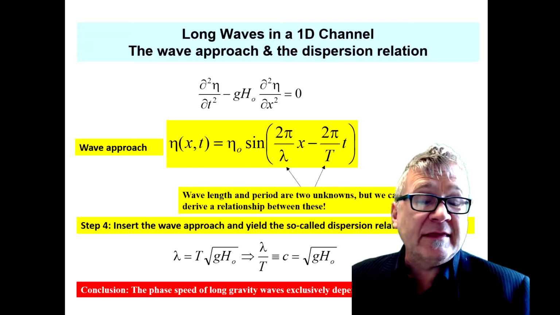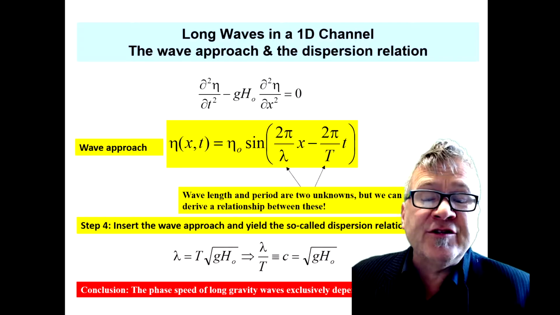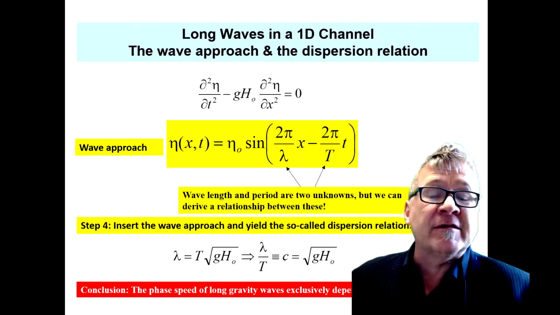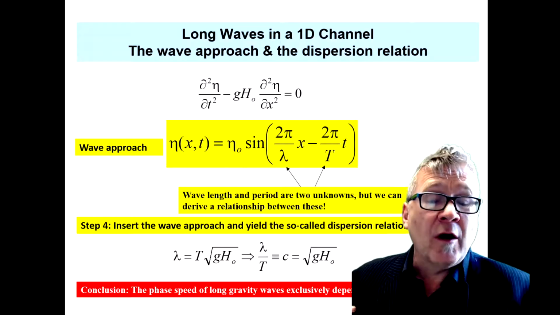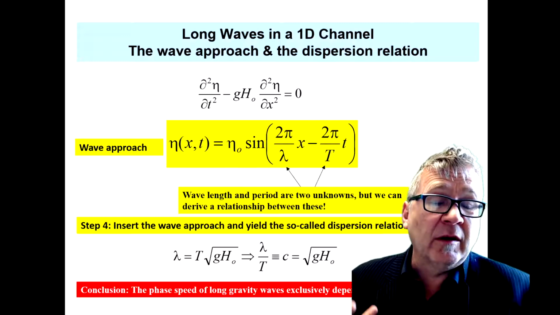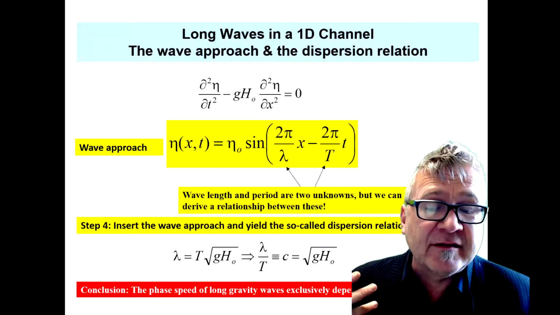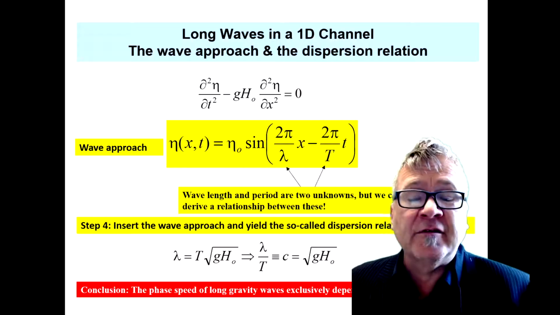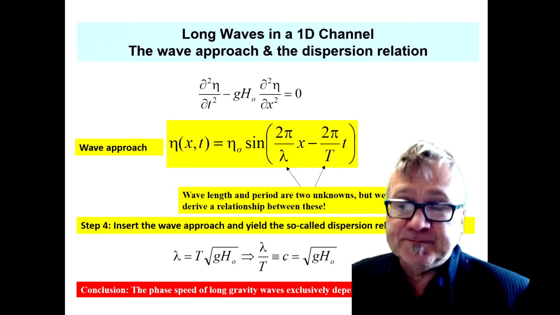So what it means, you get that, and this is the well-known relationship that the phase speed of the wave is square root g times h. Okay, g times h. The phase speed of the wave, phase speed is lambda over T, so the wavelength over the period is square root of g times h.